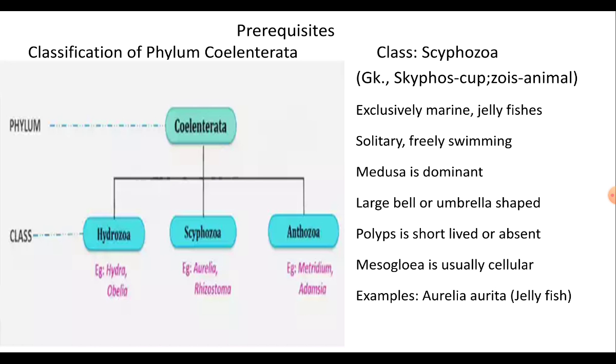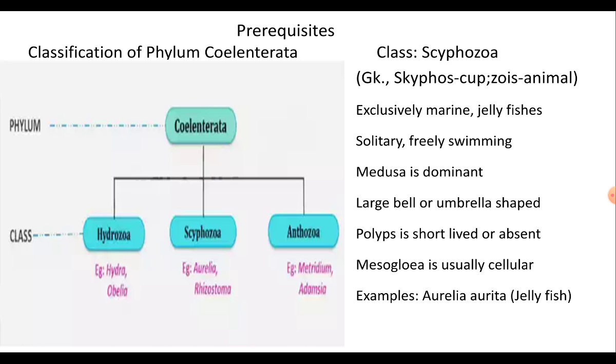The second class is class Scyphozoa. In this class, the free living medusae stage is dominant and the polyp stage is short lived or may be absent. And the last class is class Anthozoa. Here, it has only the polyp stage and no medusae form in its life cycle.